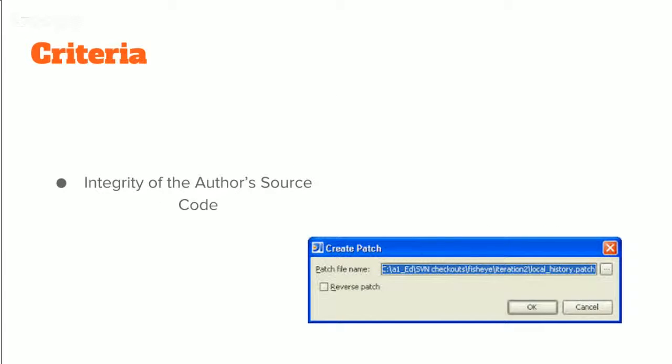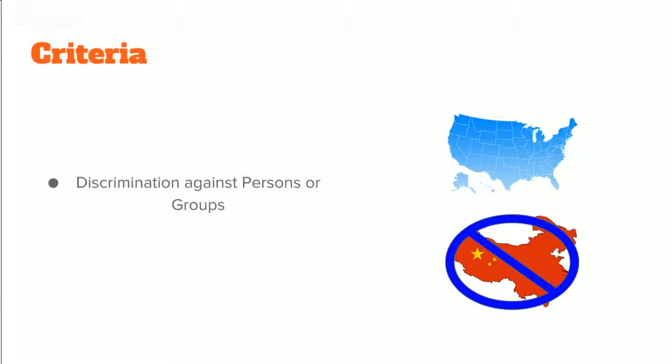The fourth criteria, integrity of the author's source code, states that licenses may restrict distribution of source code only if the license allows for the distribution of patch files. Criteria 5 states that a license may not discriminate against any person or groups. For example, the license cannot state that anyone of Chinese heritage or any American company cannot use the source code. It must also be available to everyone everywhere in the world.